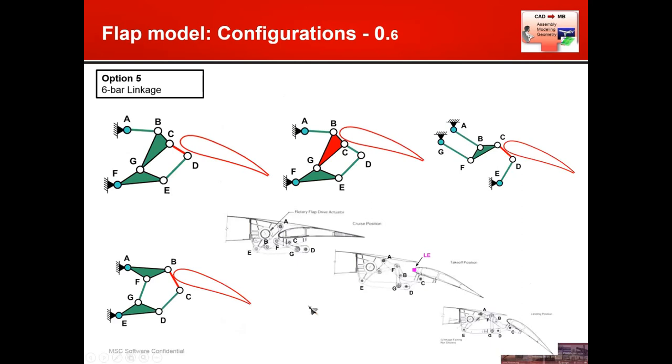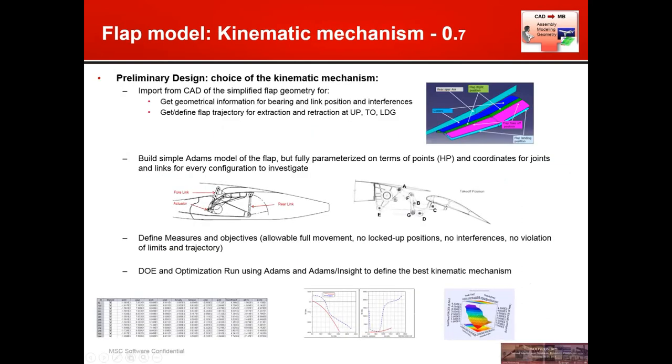So this is a typical kinematic analysis at the preliminary level, a very preliminary analysis, but that is fundamental for the future. Without this analysis, you are not able to perform any other kind of analysis, because with this analysis, you decide which is the mechanism which allows you to retract and extract the flap, satisfying all the requirements.